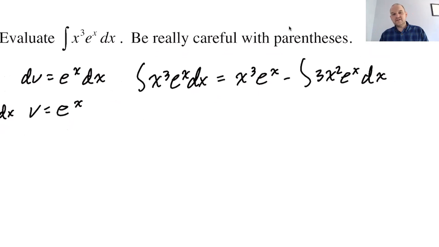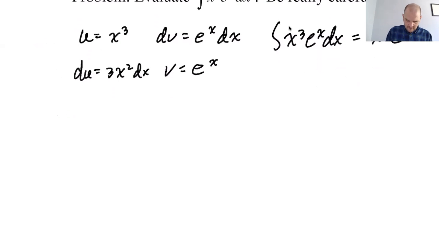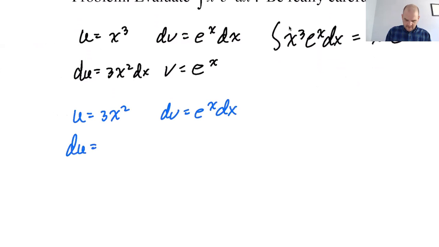Now, when you run into this scenario, make sure you're consistent with your u's and your dv's. Don't swap them up. Don't suddenly try to make u equal e to the x here on the second iteration. That way leads to 0 equals 0 almost all the time. If you don't make a mistake, you get an identity, but it's not useful because it is not the antiderivative. So I'm going to make u equal 3x squared and dv equal e to the x. I'm going to change colors. So u is 3x squared, dv is e to the x dx. So du is 6x dx, and v is e to the x.